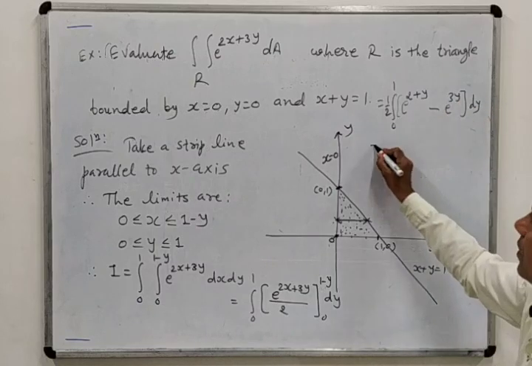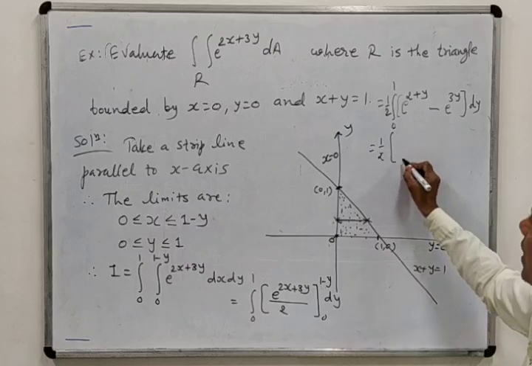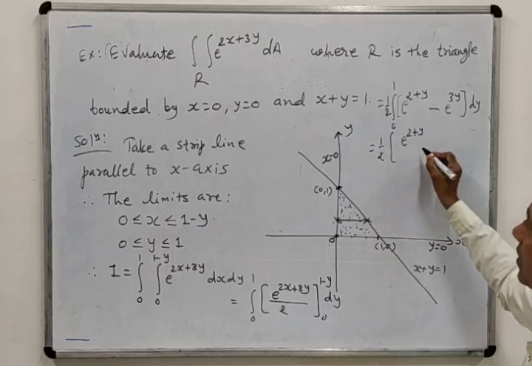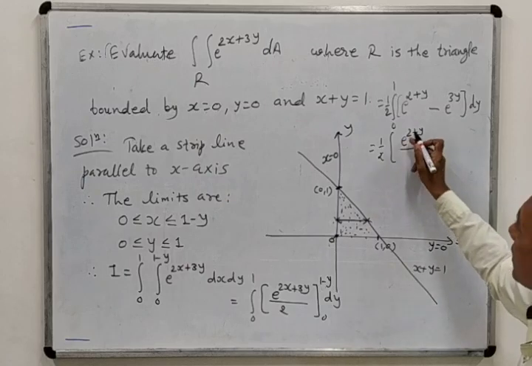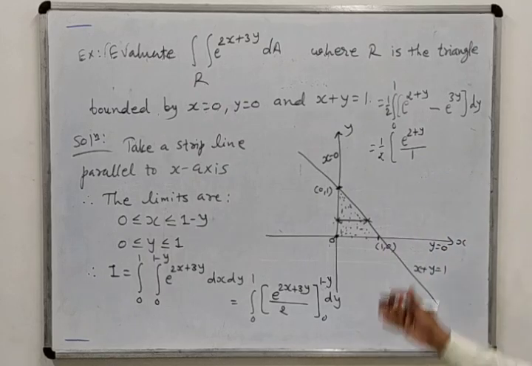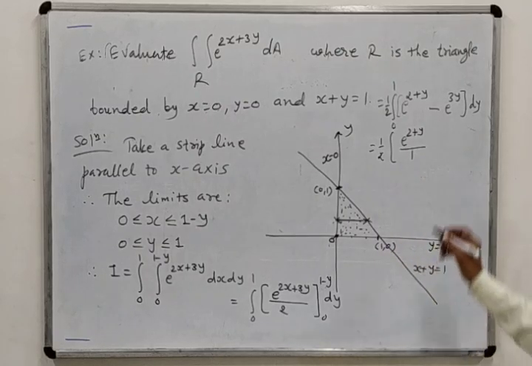Okay? Then we will integrate it with respect to y. So here the integration of e raised to 2 plus y is e raised to 2 plus y itself, because 2 has the derivative 0 and y has the derivative 1. So 1. And if you don't write 1 here, then also it will do. Okay?